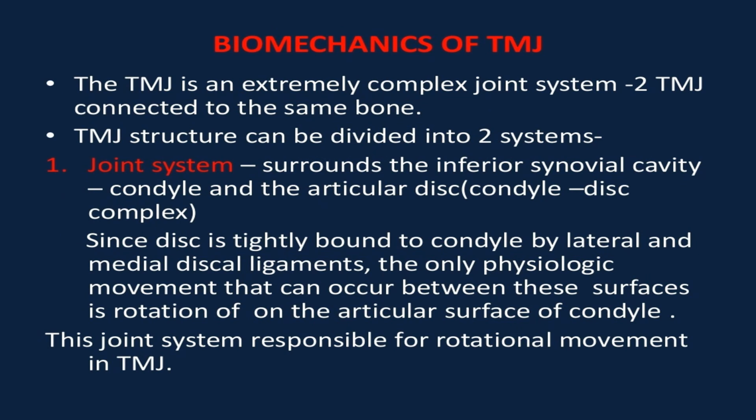87. Biomechanics of the TMJ. The TMJ is an extremely complex joint system, with two TMJs connected to the same bone. TMJ structure can be divided into two systems. 1. Joint system surrounding the inferior synovial cavity: condyle and the articular disc, the condyle-disc complex. Since the disc is tightly bound to the condyle by lateral and medial discal ligaments, the only physiologic movement that can occur between these surfaces is rotation on the articular surface of the condyle. This joint system is responsible for rotational movement in the TMJ.